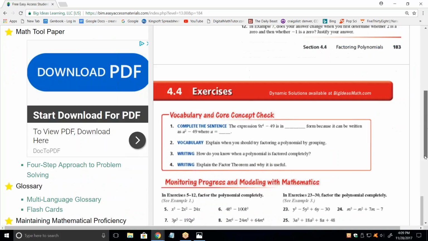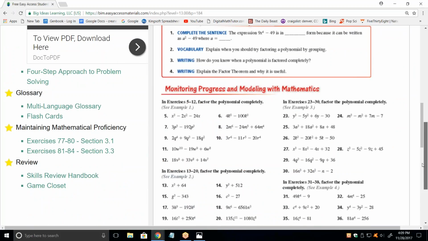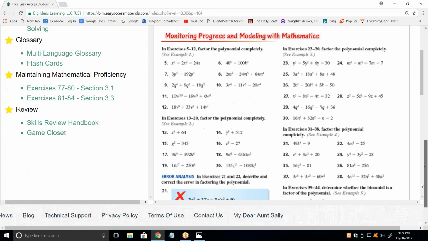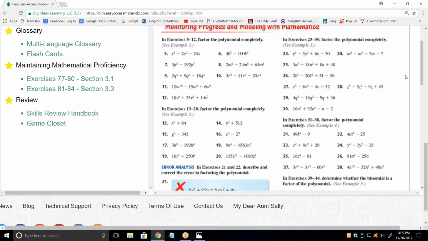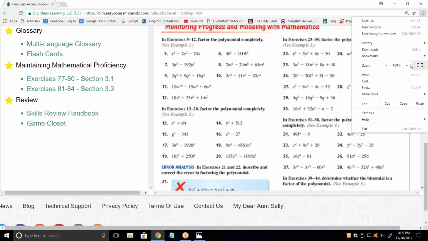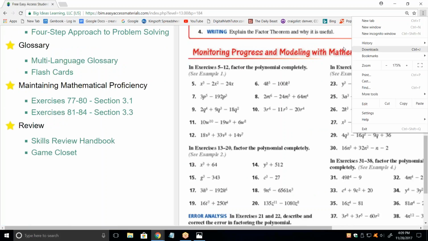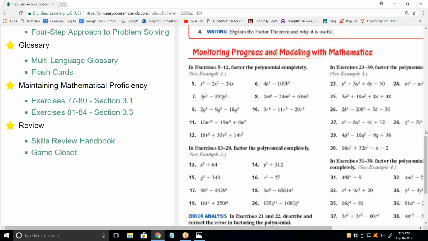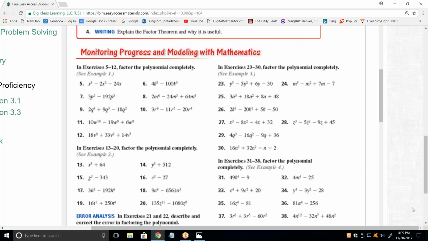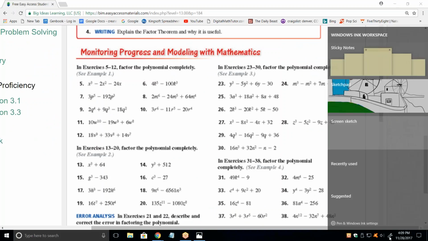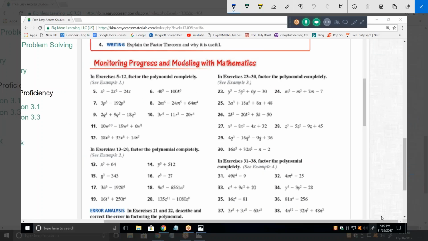What problems are we starting on? 27 through 29. Okay. Let me blow that up one more. There. You should be able to read that. If you can't, you may have to look at it. You're good, I think. Can you read it? Yeah.